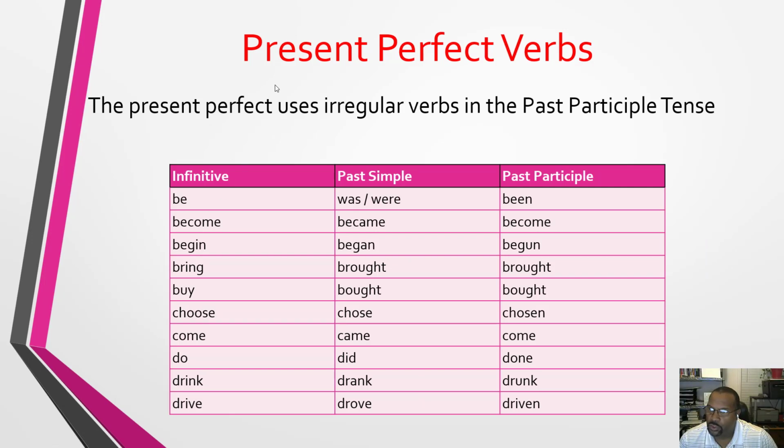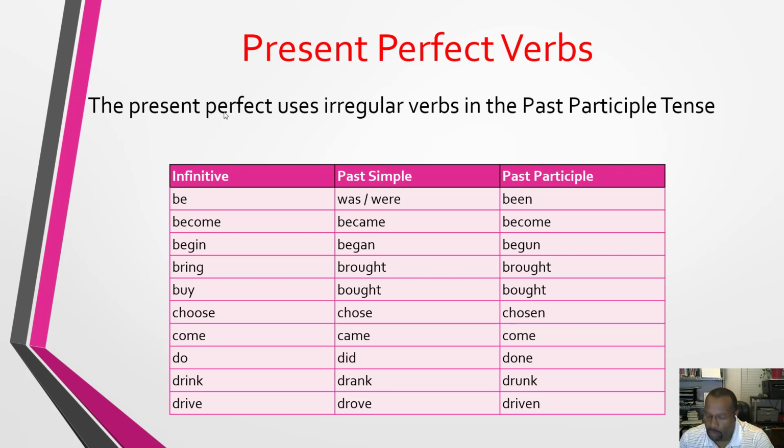Okay. So let's go on to talk about the verbs that we use in the present perfect tense. All right. The verbs that we use in the present perfect tense are used in the past participle tense. Okay, and that's fine for most verbs. We really don't even notice the change. But when we're talking about irregular verbs, that's when we see the change. All right.